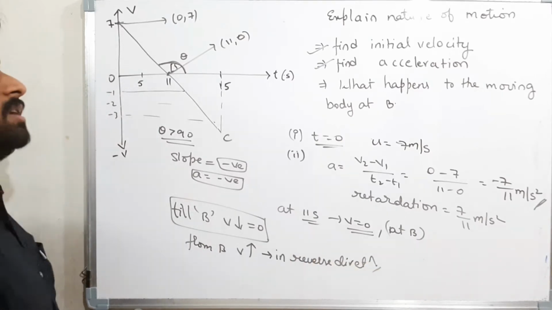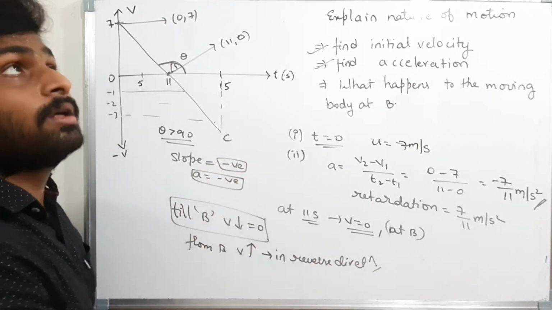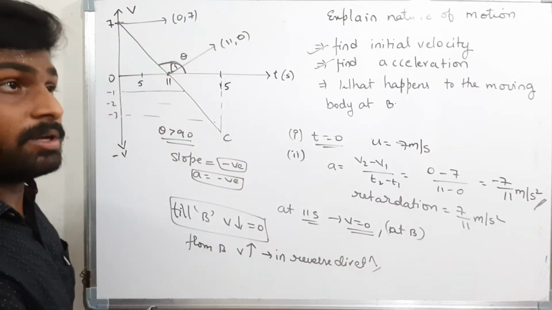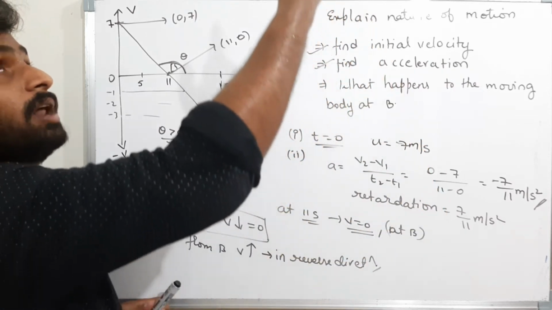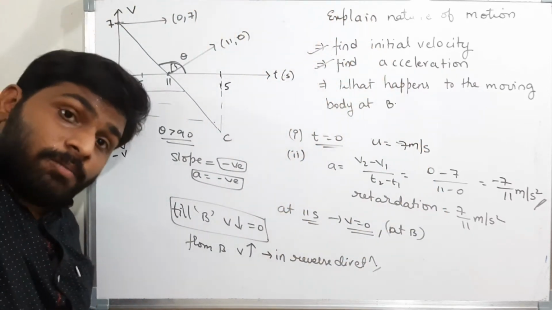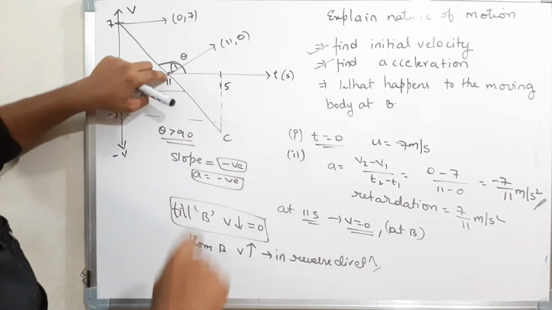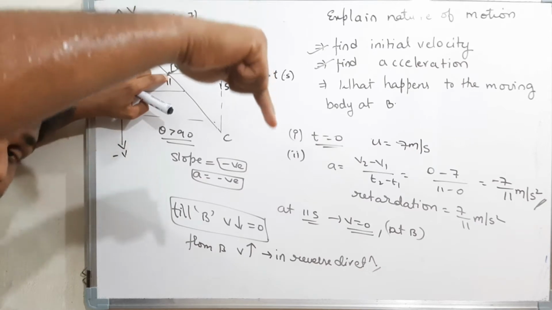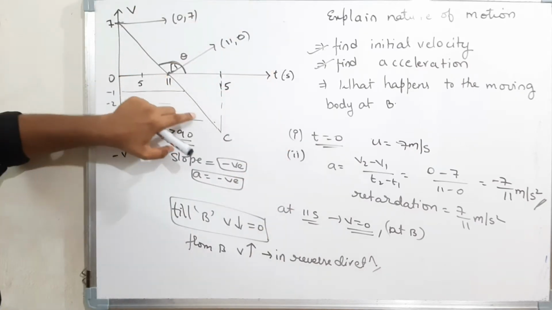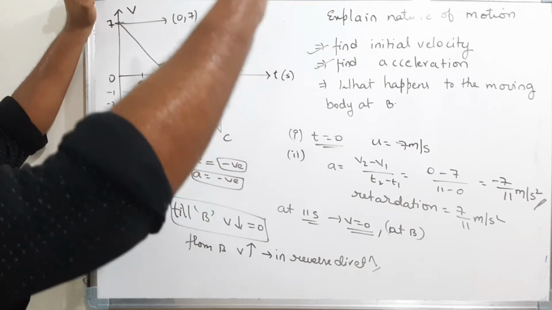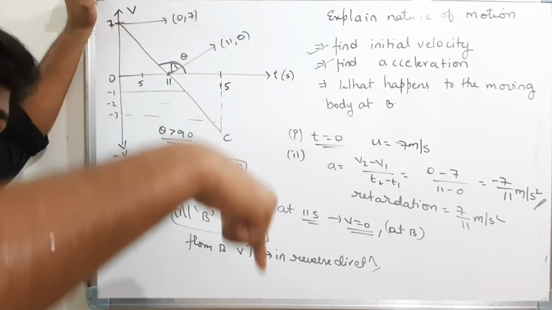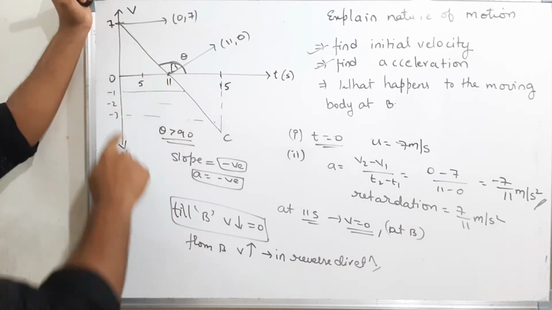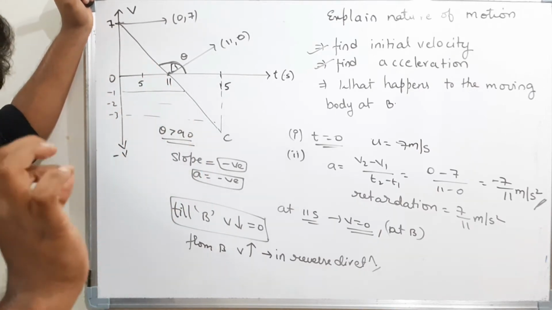That's all. That means this is exactly similar to a vertically projected body. Initially I projected the body with 7 meters per second, and as the body is going up, the velocity gradually decreases and becomes 0 at the final point. Once it becomes 0, what happens? When it is coming down, the velocity gradually increases. But when it is going up, it is a different direction, and when it is coming down, it is a different direction. That means the velocity will be in different directions. Here the velocity is positive, here the velocity is negative. This negative denotes the direction.